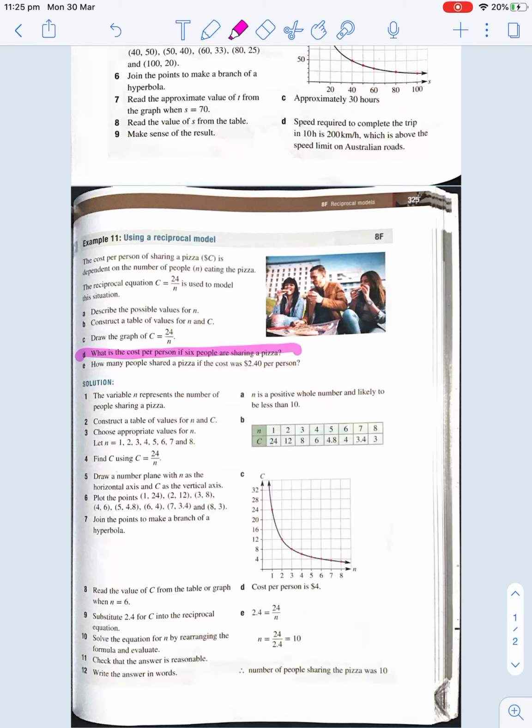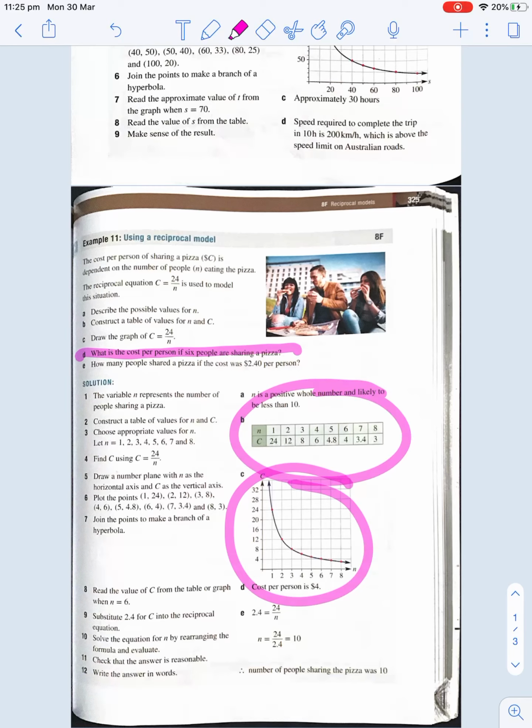What is the cost per person if 6 people, so n is 6, are sharing the pizza? So 6 people, that means a cost of $4 each. So nice and simple. You can use the graph or the table of values. You could have also put n as a 6, and you would get that the cost would be equal to 4, because 24 divided by 6 is equal to 4.